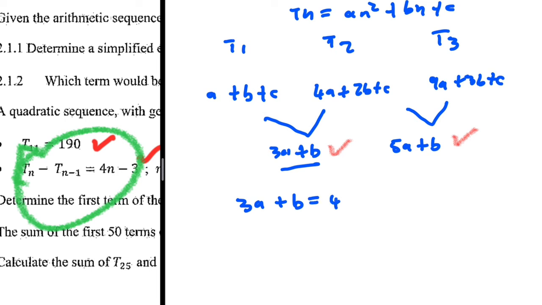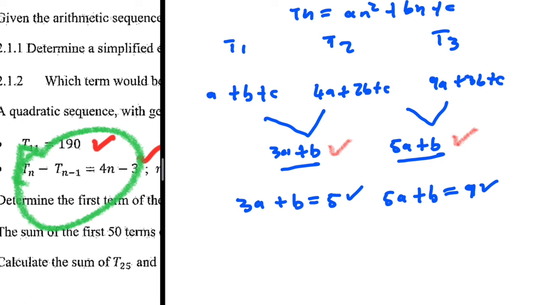So this is the difference between T2 and T1. So we're going to have 4 multiplied by 2, which is 8, minus 3 is equals to 5. Okay, and then this right here is the difference between T3 and T2. So we're going to have 5a plus b being equals to 4 multiplied by 3, 12, minus 3, 9. So there we go. We have these two equations. With these two equations, we can solve for a and b, but we still need to solve for c. Let's go ahead and solve for a and b.